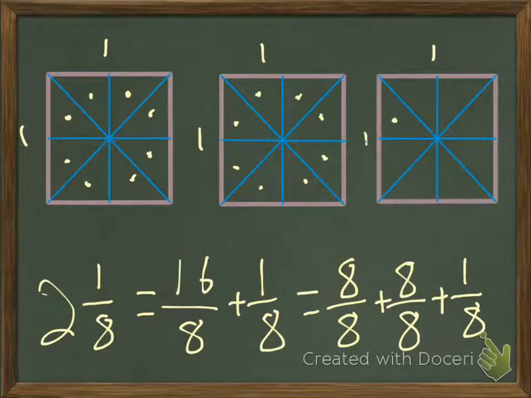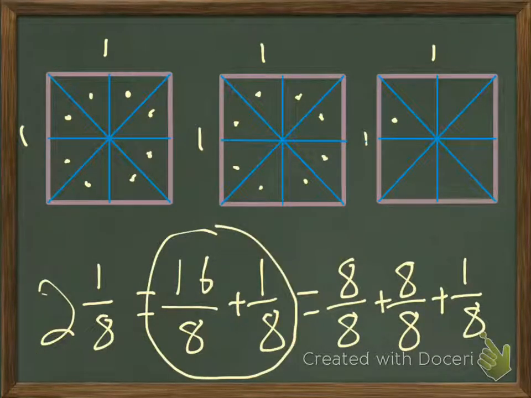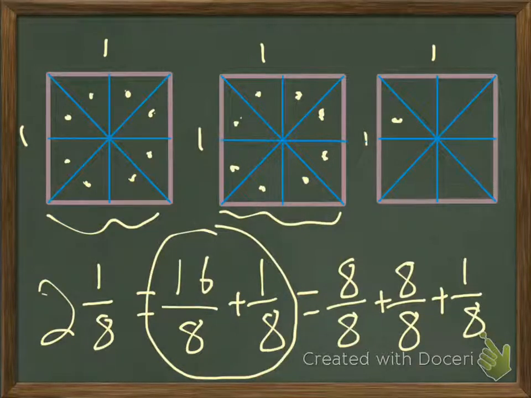Let's look at it as 16/8, so we have 1, 2, 3, 4, 5, 6, 7, 8, 9, 10, 11, 12, 13, 14, 15, 16. That would again represent these two, and then plus 1/8. We get the same result.